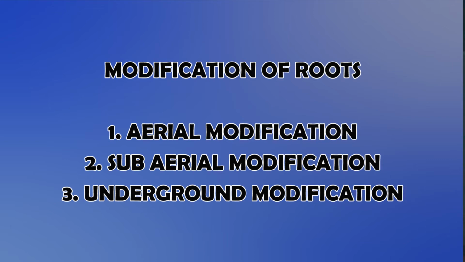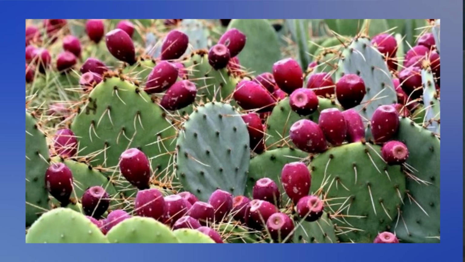The stem modifications are of three types: aerial modification, subaerial modification and underground modification. In aerial modification, phylloclade is one of the aerial modifications. It is seen in cactus plant. I think you already know about cactus from your lower classes. Cactus plant is a desert plant.